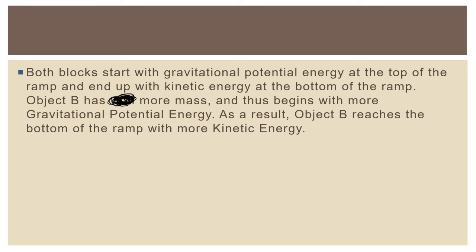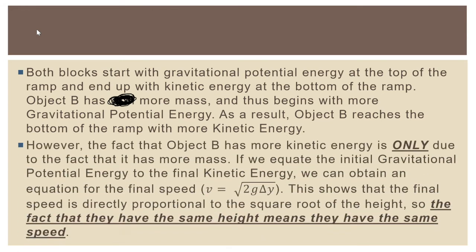Now, some of you might be looking at that and getting a little nervous. They finish with the same speed. It's really important to remember that the fact that object B has more kinetic energy is only due to the fact that it has more mass. If we equate the initial gravitational potential energy to the final kinetic energy, we get an equation for the final speed. And that equation is the square root of 2g delta y. So if we really want to justify that with an equation, we would say the final speed is directly proportional to the square root of the height. Obviously, the 2 is the same, the g is the same, and so the fact that they have the same height means they have the same final speed, period, end of story.